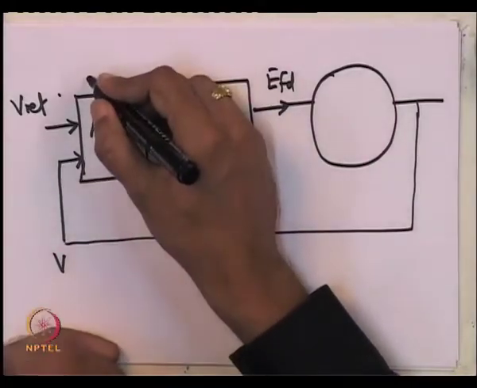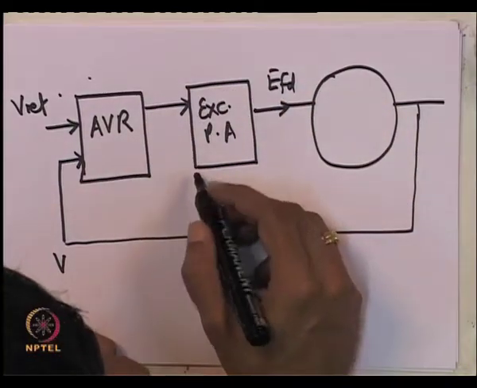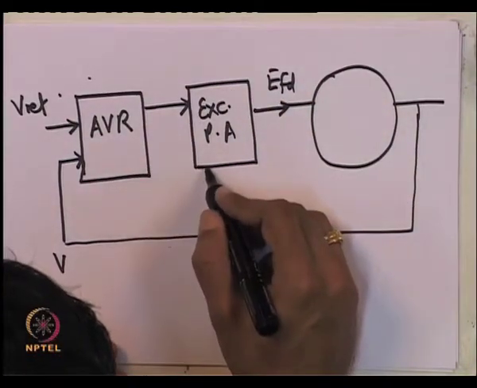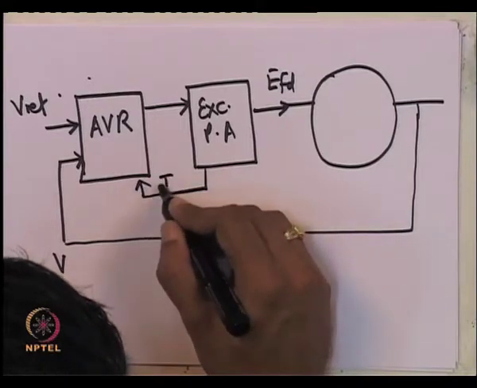Remember, the AVR is not a power apparatus, it is a control system. The AVR itself may take feedback signals like the field current.